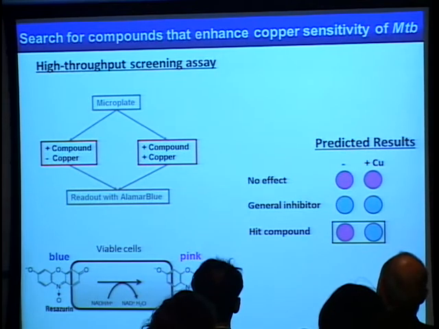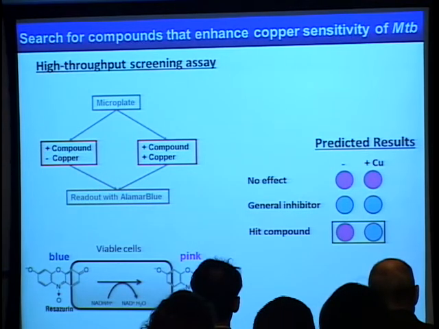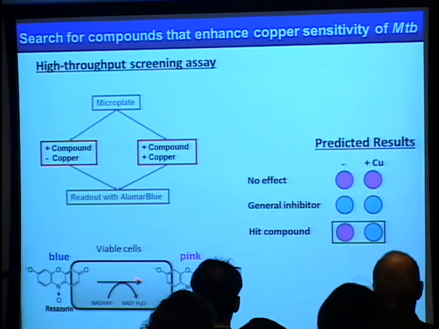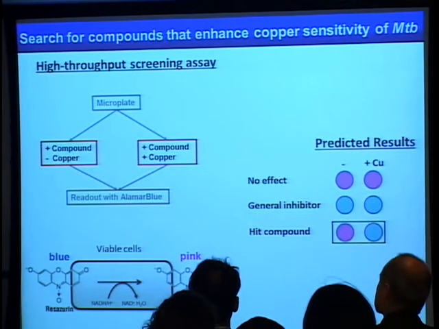The strategy that we are pursuing is that we developed a high throughput screening platform, and the basic idea of this screen is that we screen for compounds against Mycobacterium tuberculosis in the presence and in the absence of copper. The readout is provided by Alamar blue dye, which is really convenient because it measures metabolic activity. If these cells are viable and reproduce, then this dye turns from a blue compound into a pink compound, and it also is fluorescent, emitting at 590 nanometers, which can be measured quantitatively. And these are some of the predicted results.